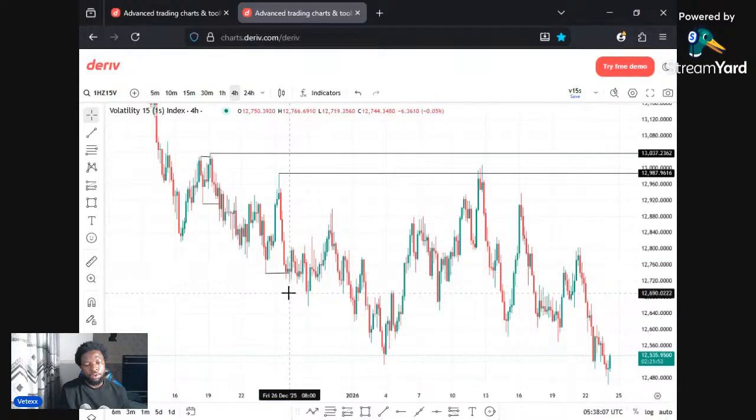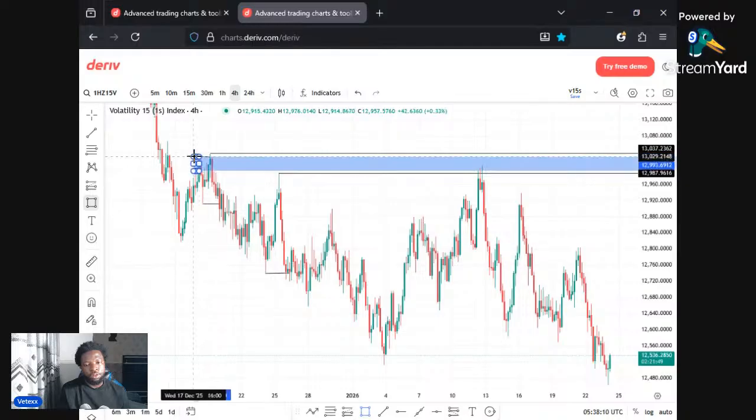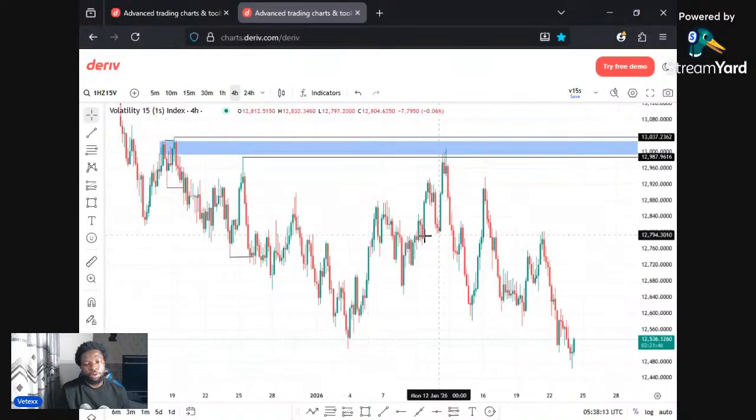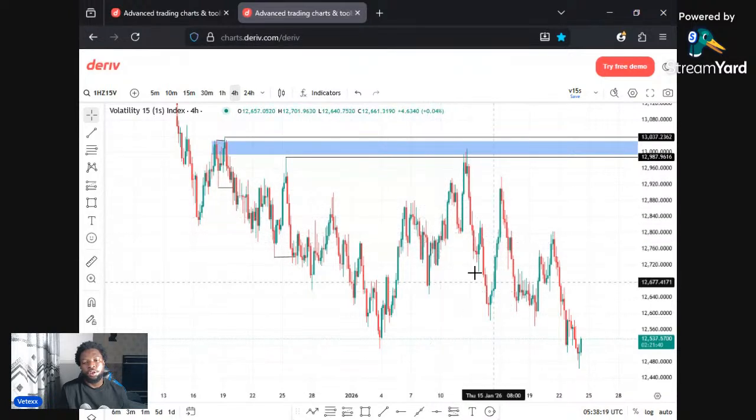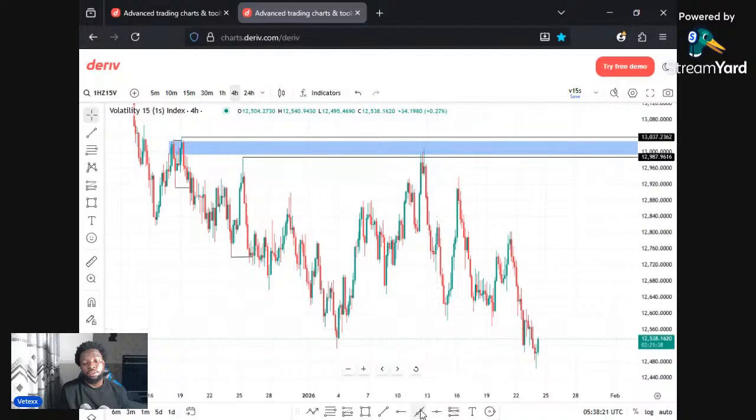Which is this zone here. And then the whole of this zone becomes what? Point of interest. So when price takes out this point of interest, what do we anticipate? We start looking for continuation on the 15 minutes time frame. So price is going to start selling on the 15 minutes time frame until it takes out this target.